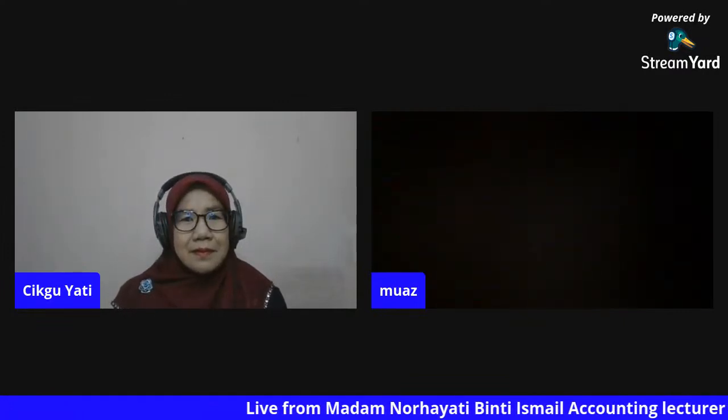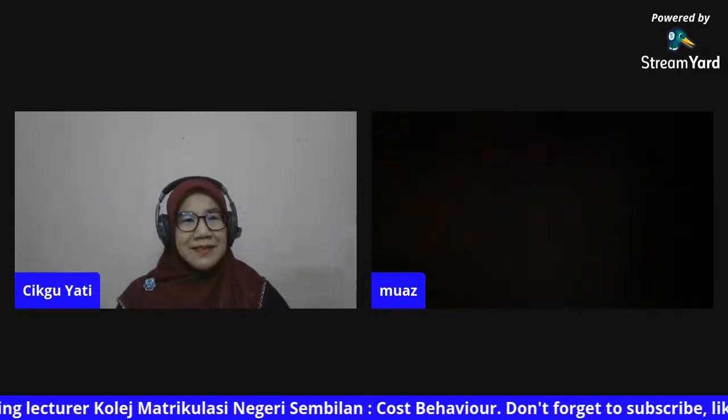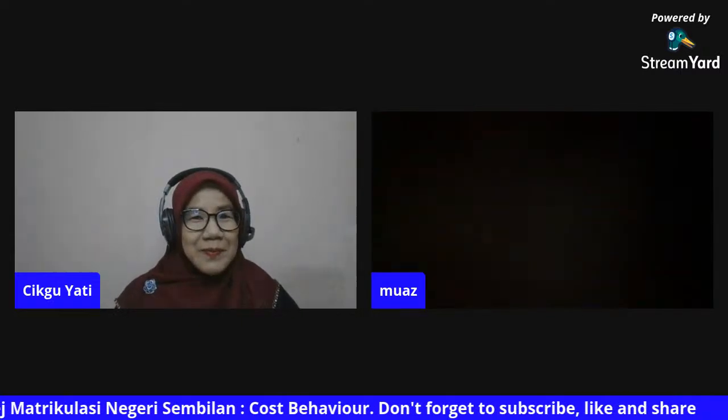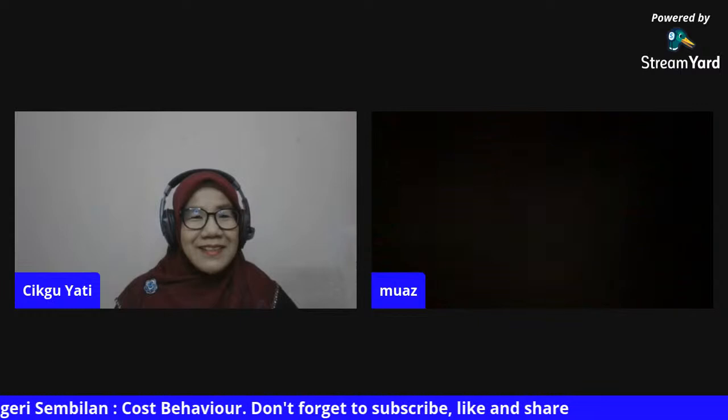Tak tahu cikgu, kamera rosak sini. Ha? Apa dah dia? Kamera rosak lah sini, dah on dah kamera. Dah on dah kamera? Tak ada muka? Tak. Oh, tak lock muka ya.